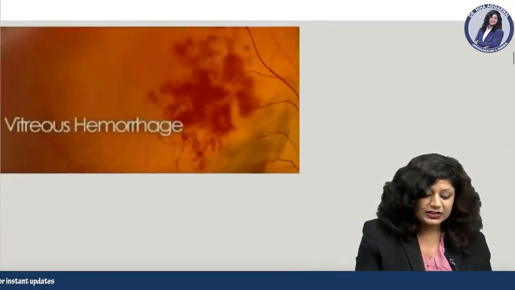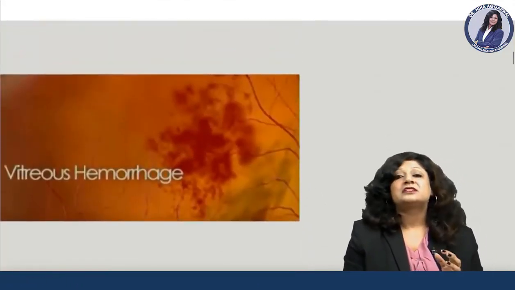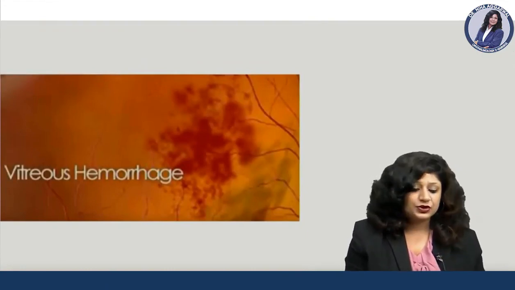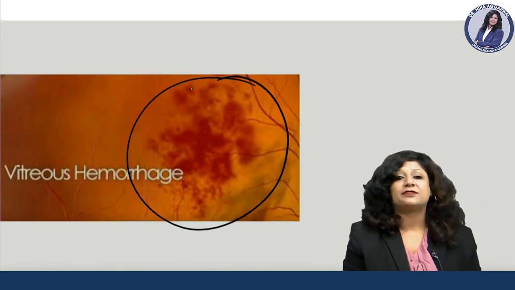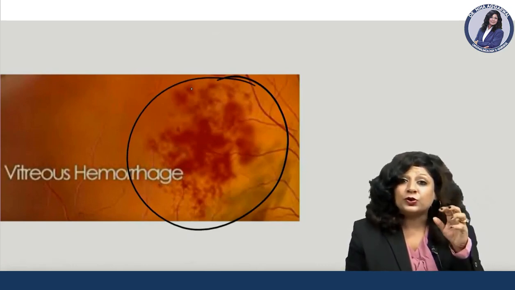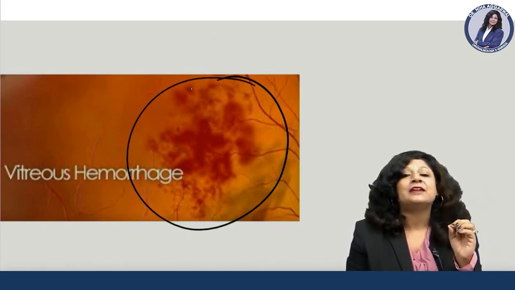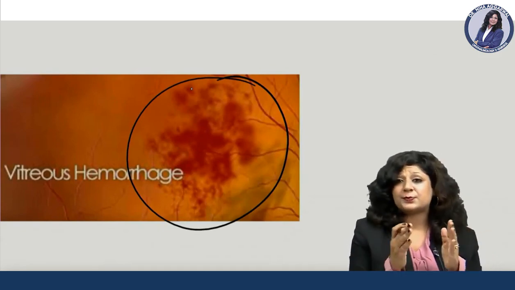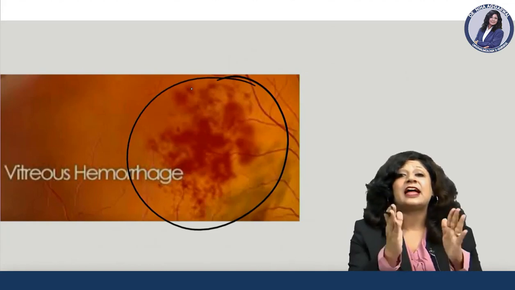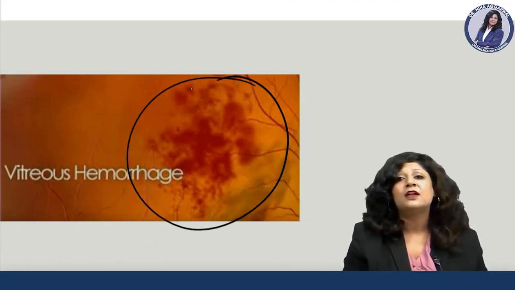Alright, now see this next one. This is your vitreous hemorrhage. Now very clearly you can see a lot of hemorrhage lying in the vitreous cavity, and I told you, whenever anything which is abnormal, which is not physiological, is present in the vitreous cavity, that can lead to absence of the fundal glow.